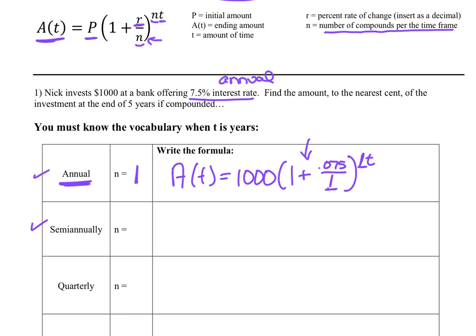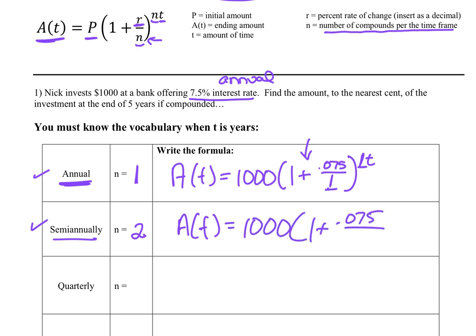Okay, and then each one of these kind of increases the number of times per year. So semi-annually would be 2 times a year. So that takes this formula, the exact same formula, and now we have a 2 down here. Okay, so I'm going to pause this for a second and fill these in and then just focus on the how many times per year.